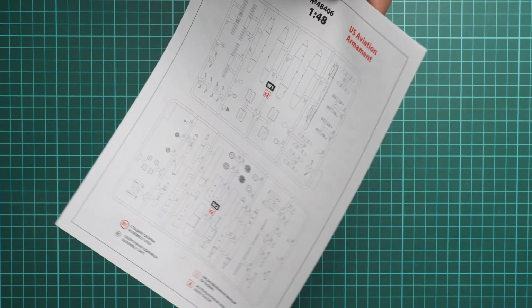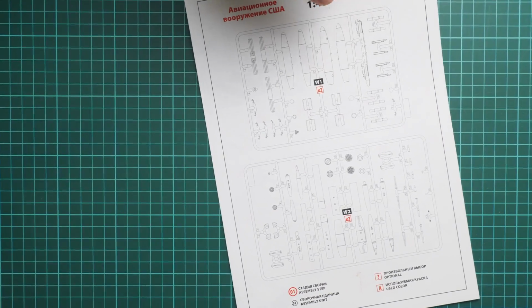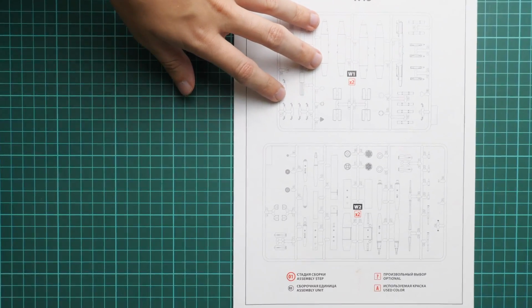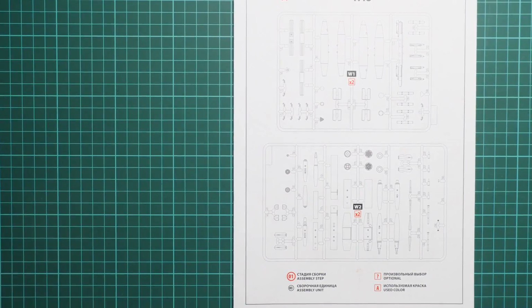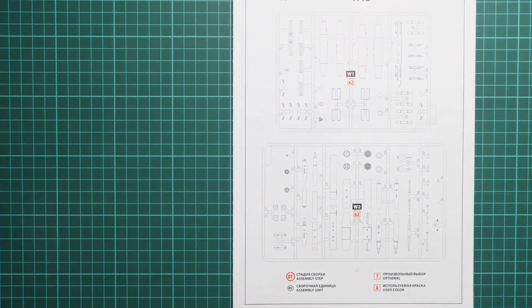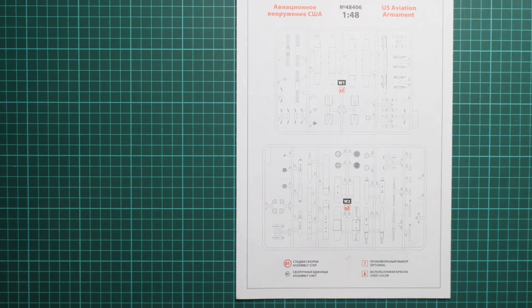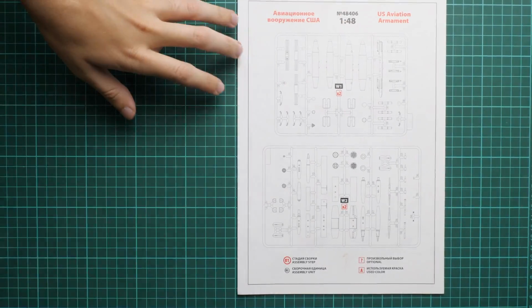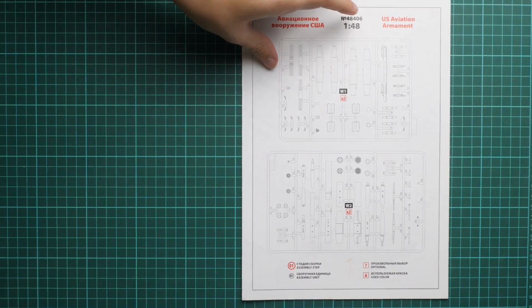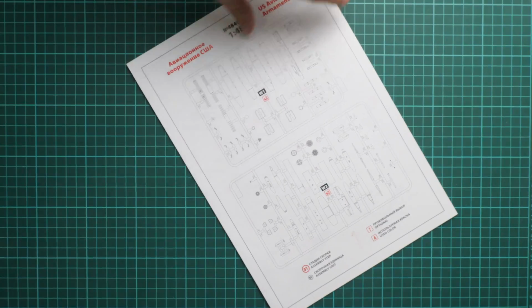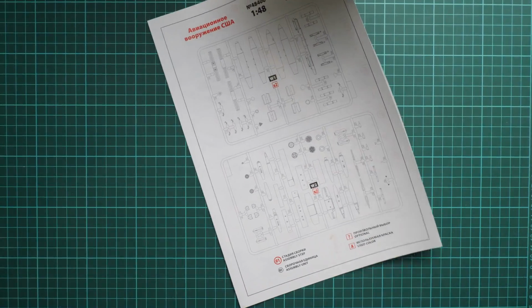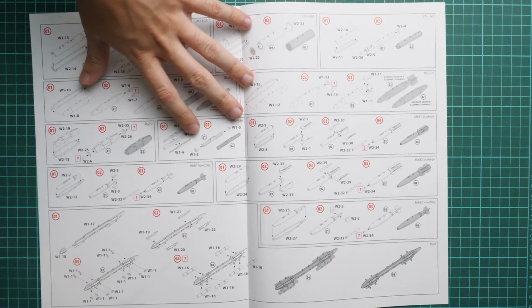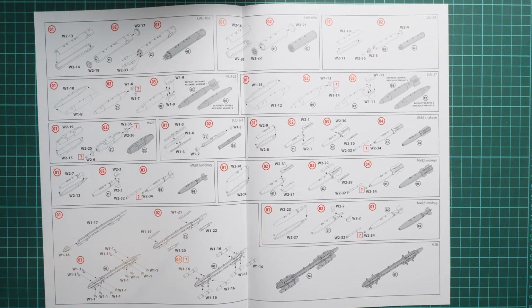First of all, we have this US armament for aviation. So these were the first two pairs of the sprues, which we saw in the beginning of this video review. As you can see, this is an armament which was used on US aircraft, and of course it comes in 1/48 scale. Here you can see the assembly guide for all items which are included on these frames.